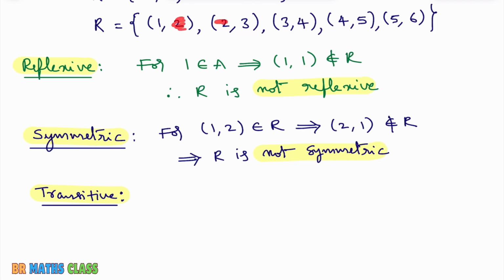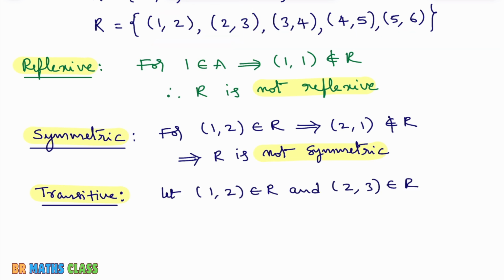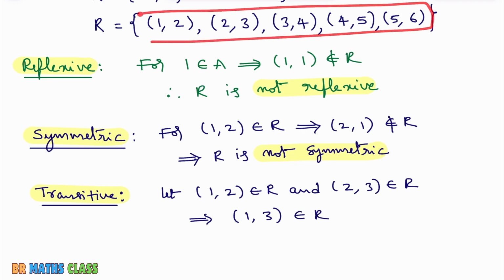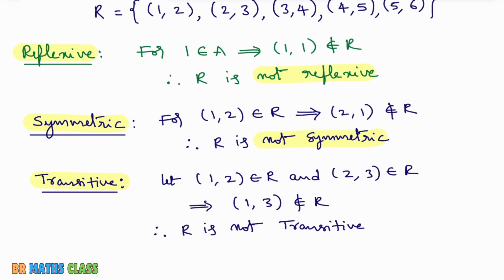What is (x, z)? (x, z) is the ordered pair (1, 3). Is the ordered pair (1, 3) there in this relation? No. So we can conclude here this relation is not transitive. There exist (x, y) and (y, z) in this relation. Now we look whether (x, z), that means (1, 3), is there in the relation or not. You can check, (1, 3) is not in the relation. (1, 3) does not belong to this relation. Therefore, the relation R is not transitive.